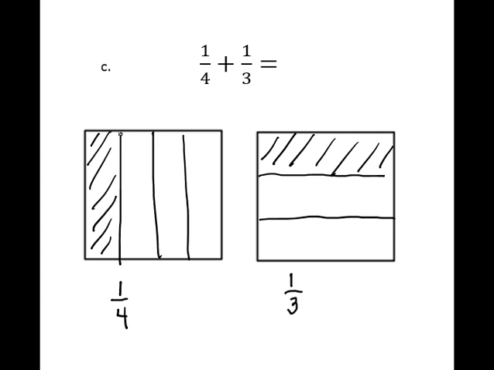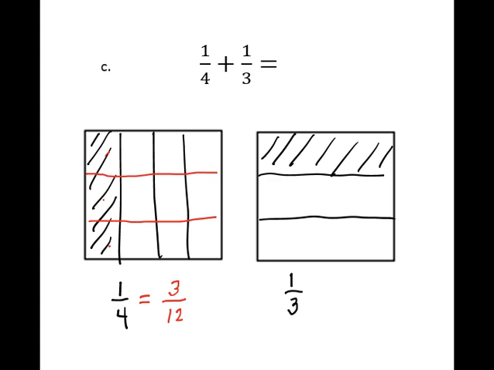Now we have to find our common denominator. I'll do that first on the 1/4 rectangle by drawing the lines to separate this rectangle into thirds, just like I did on my 1/3 rectangle. Now you can see that I have 12 pieces, so my new denominator is 12. Out of the 12 pieces, 3 are shaded. 1/4 is the same thing as 3/12.